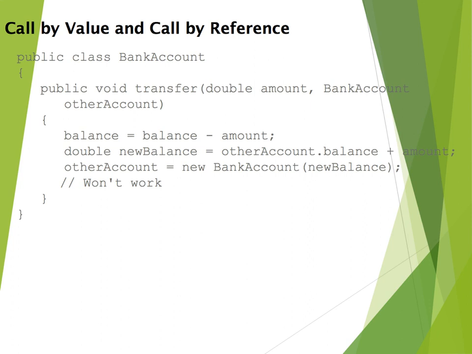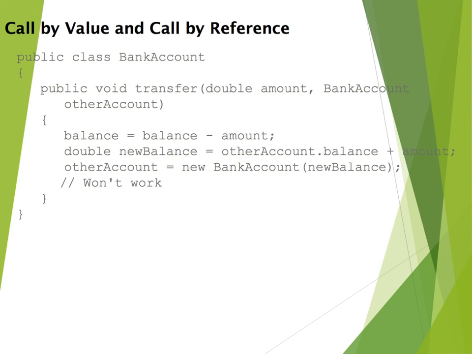So basically, I'm sorry, it should transfer money from the current bank account to some other bank account. So you have to decrease the balance of the current bank account and send money to the other account. So balance should be decreased by the amount. This is okay, but here what we do is newBalance, which is equal to otherAccount.balance plus amount. This is the new balance of the other account. The new balance is calculated here.